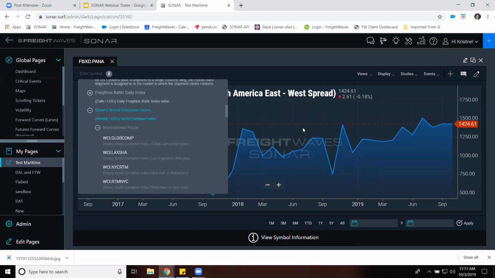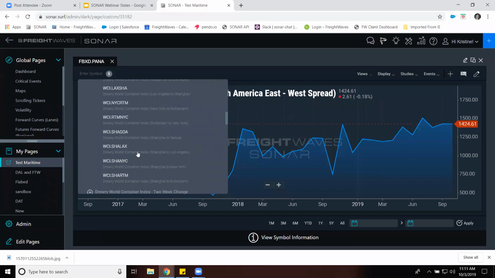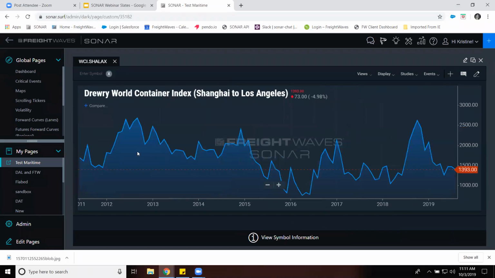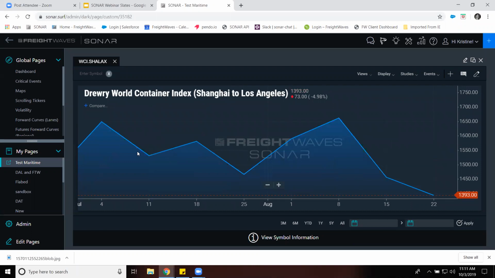The World Container Index is really nice because it has the history of things like the port strikes in LA, and how that affected rates, which led to the Hanjin bankruptcy, 2016. I think that's a really important thing to look at. So what I'm going to do here is pull up WCI dot SHA-LAX.